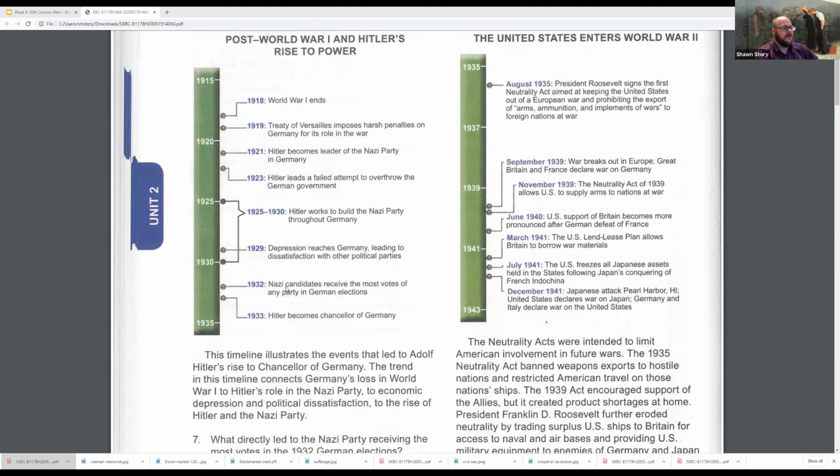So in 1932, Nazi candidates received the most votes of any party in Germany. Let's see what happens. So we have depression reaches Germany, leading to dissatisfaction with other political parties. Here in 1929, Hitler works to build the Nazi Party throughout Germany. Hitler leads a failed attempt to overthrow the German government. Hitler becomes leader of the Nazi Party in Germany.